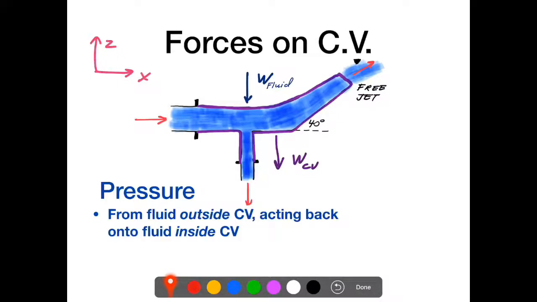The pressure force that we're considering here is the pressure force from the fluid outside of the control volume acting back in on the control volume. And for this face that I'm highlighting here, that force would be in this direction toward the right, because the fluid outside of the control volume is pushing back on the fluid inside of the control volume. And the same would be true right here. And also right here if this was pressurized, but it's a free jet, so we have no pressure. We'll work in gauge pressures, so that pressure will go away.